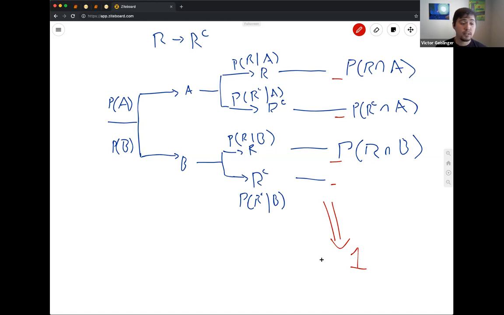The thing we're interested in is the probability of A happening given R. If I write this down, I want to know the probability of A happening given R. You'll notice there's no part in this whole thing that actually shows that, so we can actually get this out.